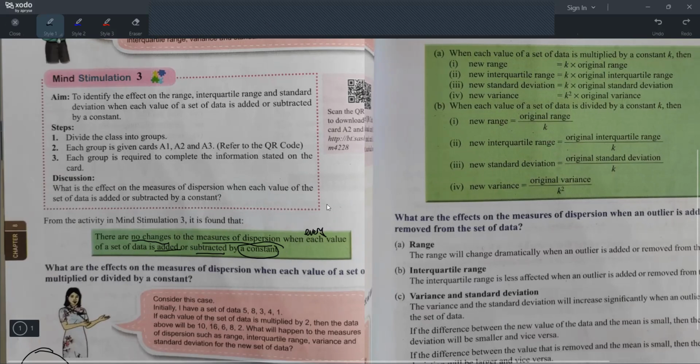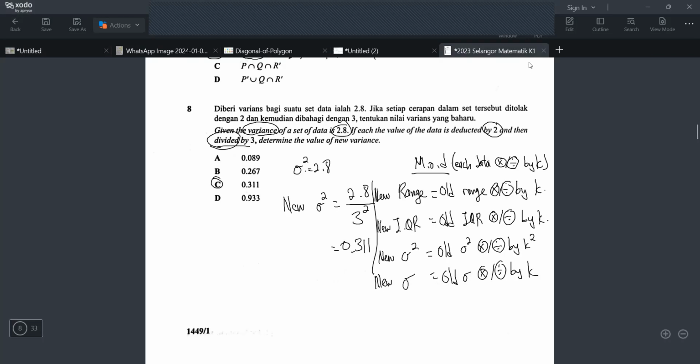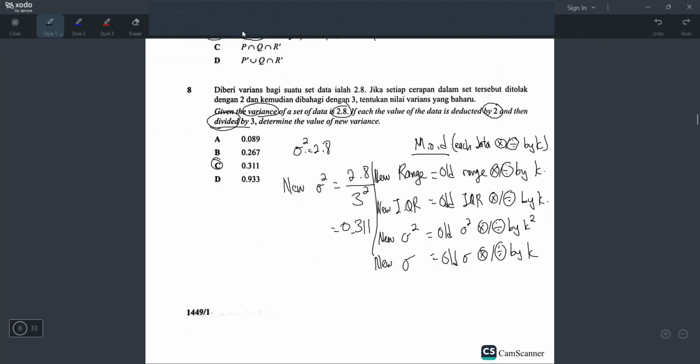It means when you take every value in the data, plus or minus, it will not affect your measures of dispersion, right? And what are measures of dispersion? The four I mentioned just now. So when you take every value, add or subtract, it will not affect your range, interquartile range, variance, and standard deviation answer. It will not affect.